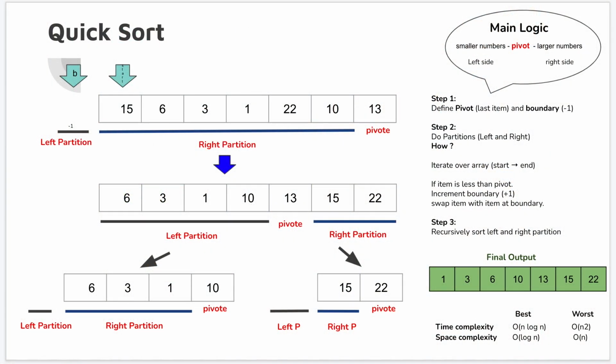So let's see the implementation. Let's start. What's the main logic of quicksort? I have mentioned the main logic here. We are going to define a pivot, and all the smaller numbers we are going to push to the left side of the pivot and all the larger numbers to the right side of the pivot. So what is a pivot? A pivot is any arbitrary number. It can be the first number of the array, the second number, the last, the middle, or anything. It could be any number in the array.